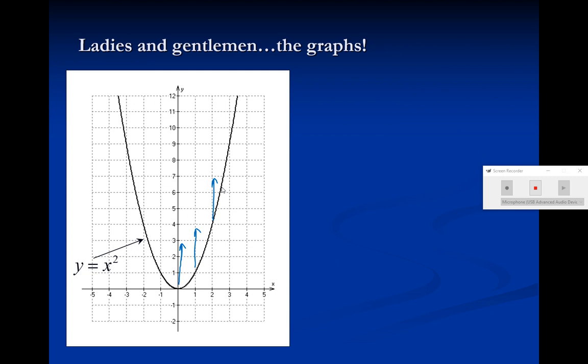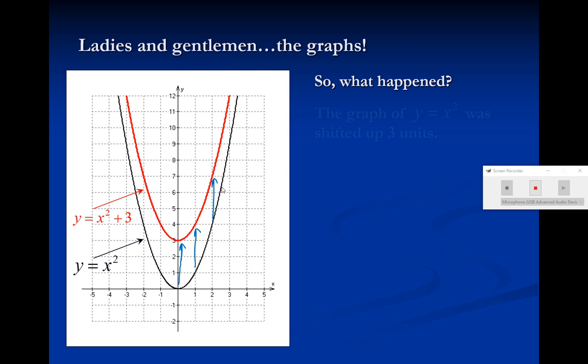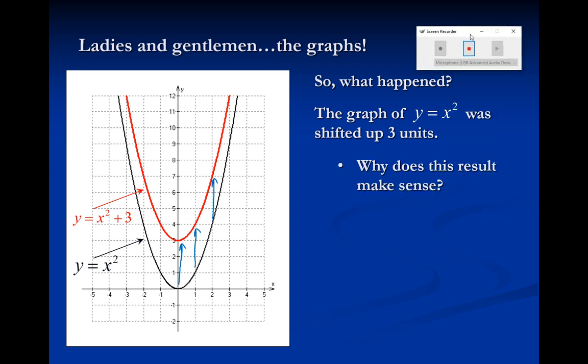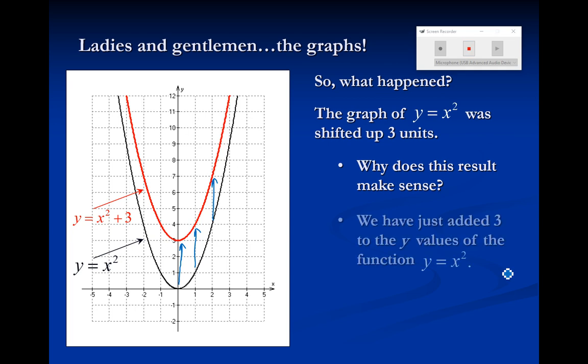Is there some questions that come up here? So what happened? I already over-explained it. The graph of y equals x squared was shifted up 3 units. Why does this result make sense? I hope I've explained that too. We have just added 3 to the y values of the function y equals x squared.